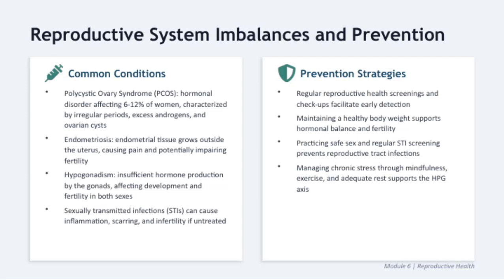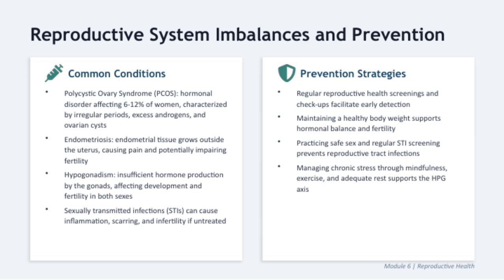Now, let's talk about some key prevention strategies for maintaining reproductive health. Regular screenings and checkups are essential because they help in early detection of potential issues, which can make a big difference in treatment outcomes. Maintaining a healthy body weight is also crucial, as it supports hormonal balance and fertility. Practicing safe sex and getting regular STI screenings can prevent infections that might otherwise lead to complications down the line. Additionally, managing chronic stress through mindfulness, exercise, and adequate rest is important because stress can impact the hypothalamic pituitary gonadal axis, or HPG axis, which regulates reproductive hormones.